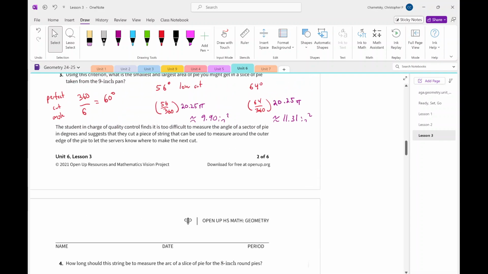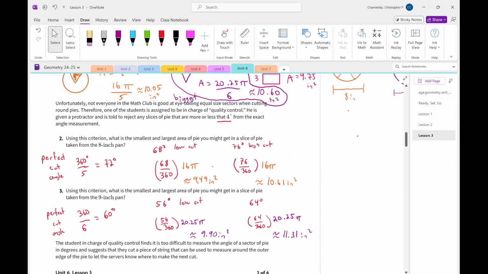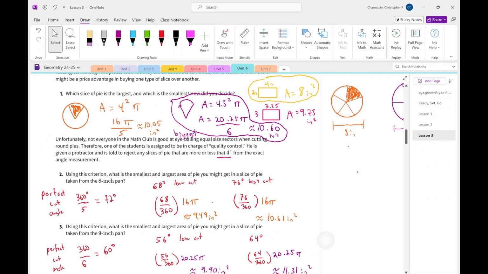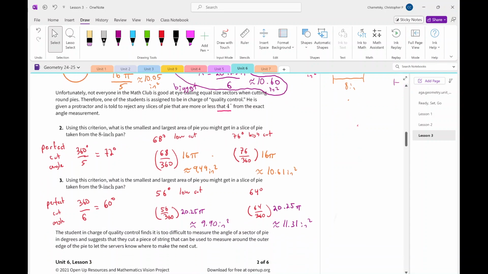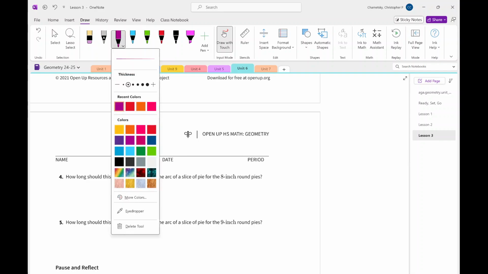So in our 8-inch pie, our circumference in the 8-inch pie, just draw it here.